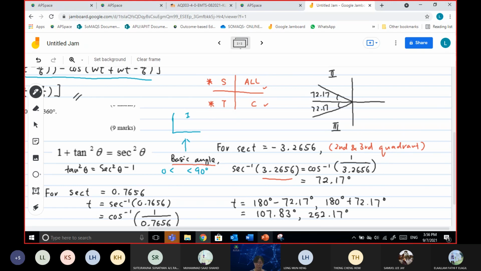252.17 degrees. Sometimes, because working is actually given, your final answer may be correct, but if some of the working is incorrect, certain marks will be deducted, or if certain important working is not complete, you may not get the full marks. But if you have a doubt, it's okay. You screenshot it and put it in the personal chat, then I will check it later and clarify for you. Okay, so that's how we solve this question.